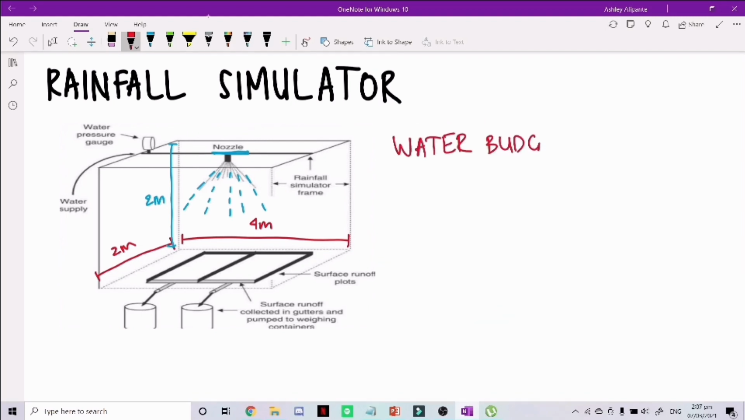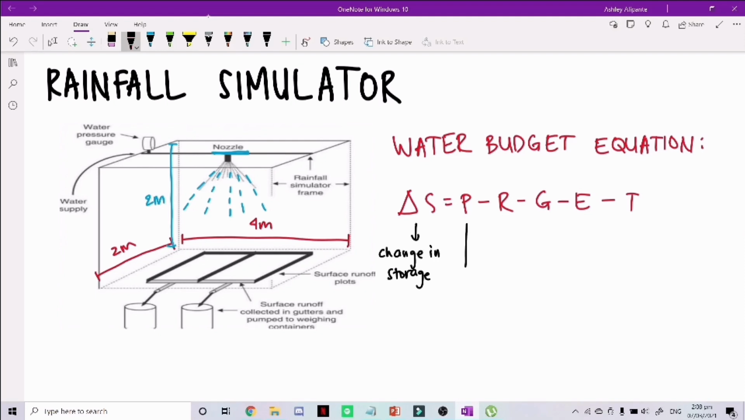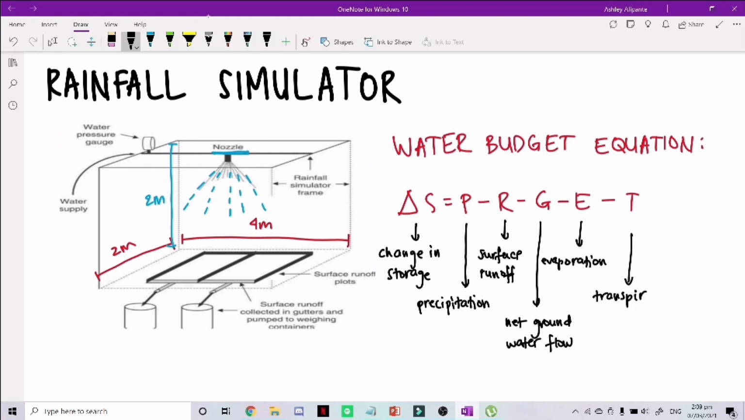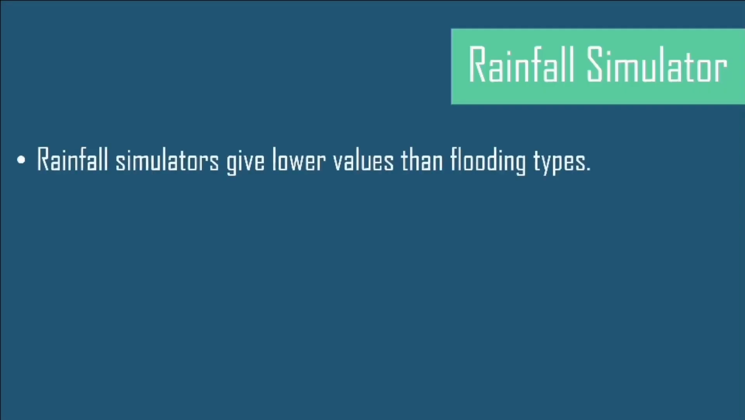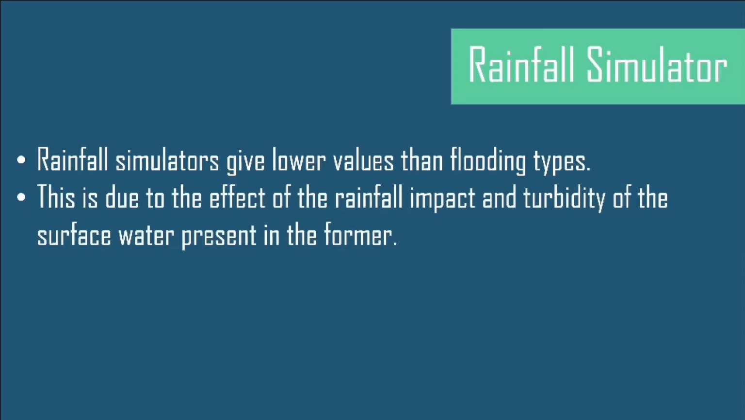Using the water budget equation, change in storage equals P minus R minus G minus E minus T, where P is the precipitation, R is surface runoff, G is net groundwater flow, E is evaporation, and T is transpiration. Rainfall simulators give lower values than flooding types. This is due to the effect of the rainfall impact and turbidity of the surface water present in the former.